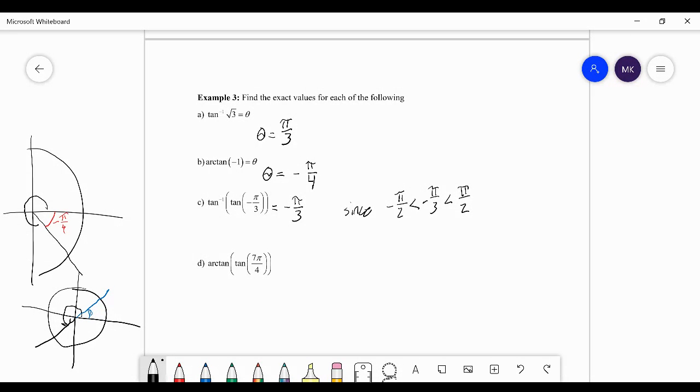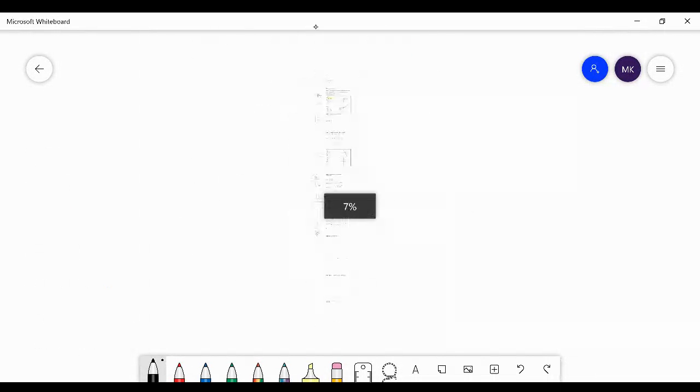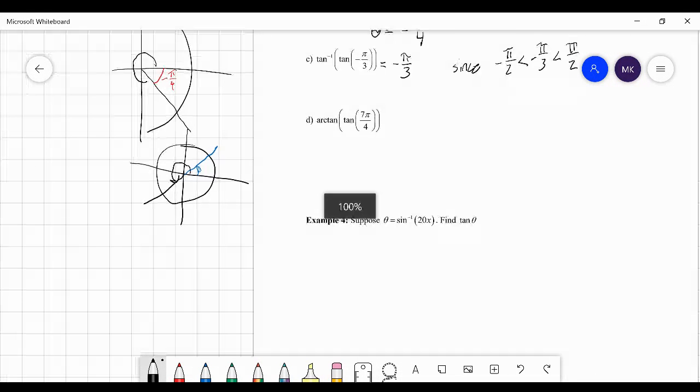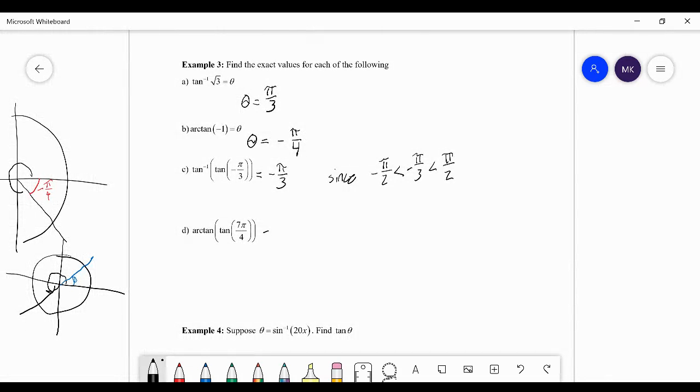So since 7 pi over 4 has the same tangent value as negative pi over 4, we can rewrite this. Let's stick with arctan of tan of negative pi over 4, which is just negative pi over 4. Okay, so that's how we can deal with some of these basic problems.